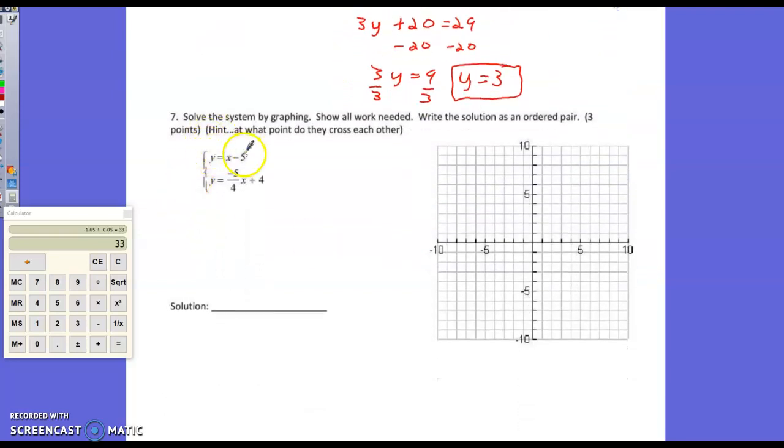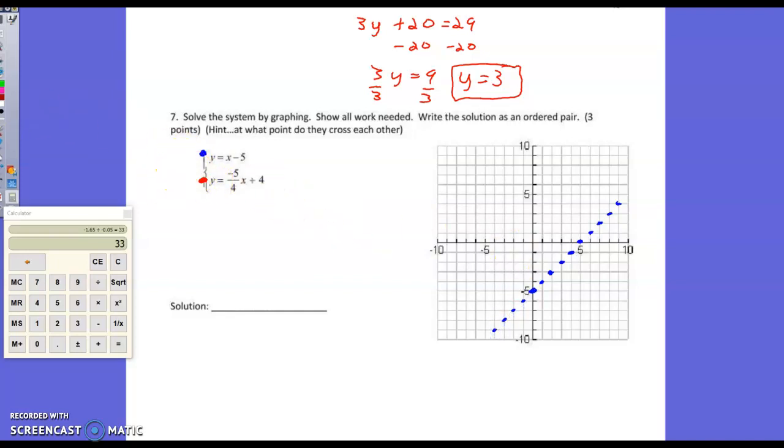I'm going to use blue for the first one and red for the second one, so you can see the point where they intersect. So here I start at negative 5, go down 5: 1, 2, 3, 4, 5. Put a dot there. My slope is 1, so 1 over 1. So I'm going to just go up 1 over 1 a bunch of times. I'm not going to draw the line just because I can't draw a straight line and it makes it look kind of sloppy. But we're looking for a point in both of these where they intersect.